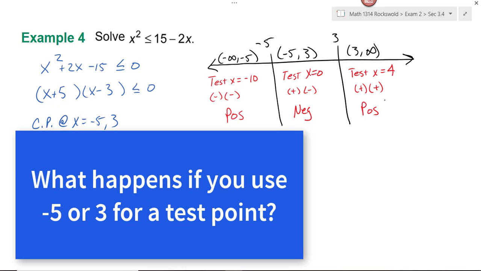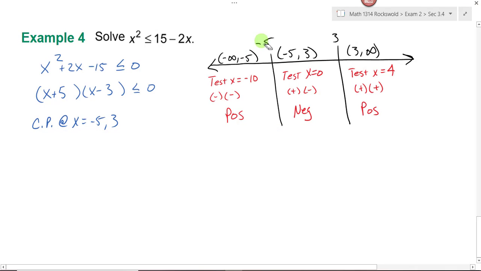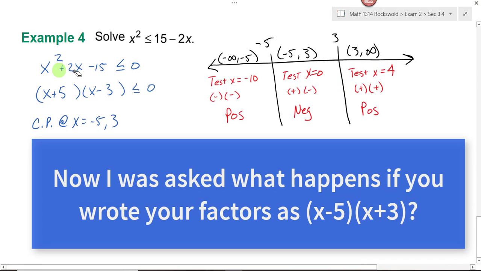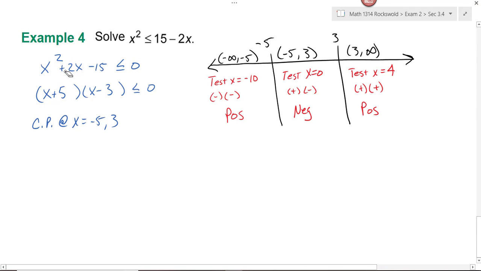Yes, sir. You get 0. That's why you never use these numbers as your test points, because they're the boundary points. That's where this is equal to 0. It wouldn't be that. It would have a minus 2x there instead of a plus 2x. You have to factor it correctly in order for it to work.